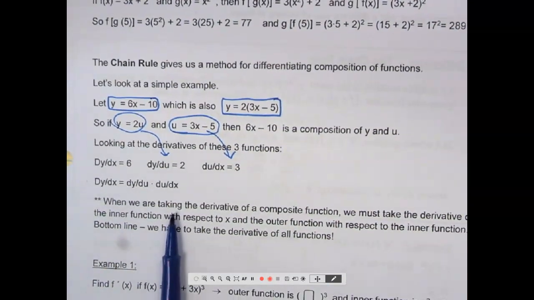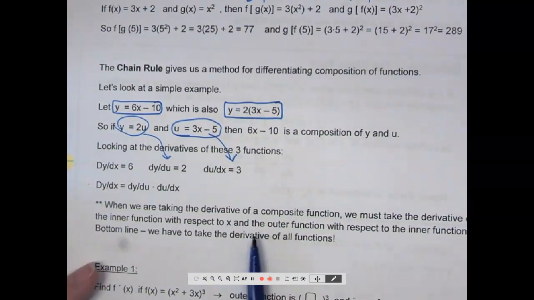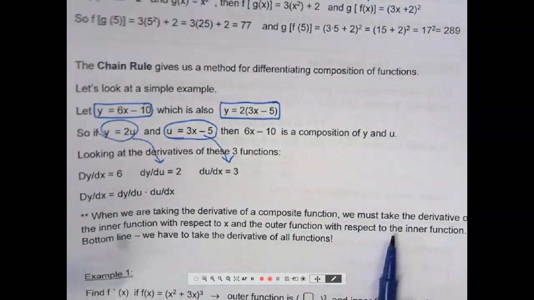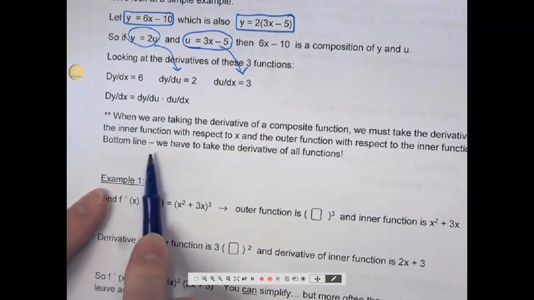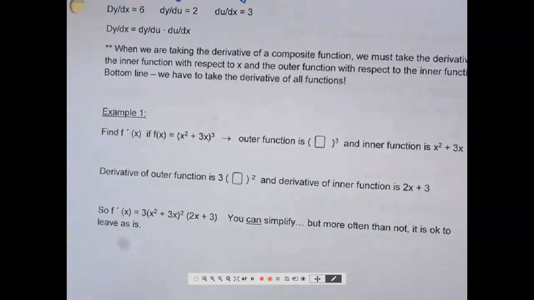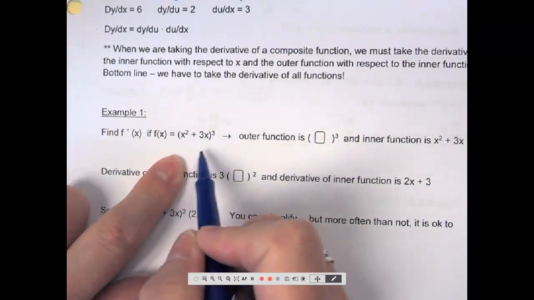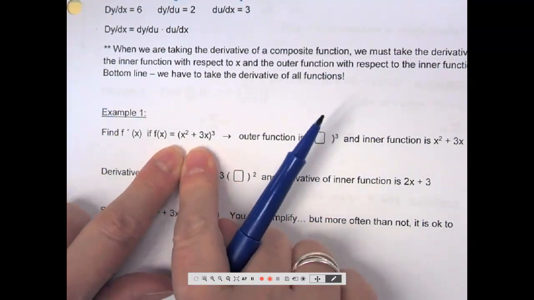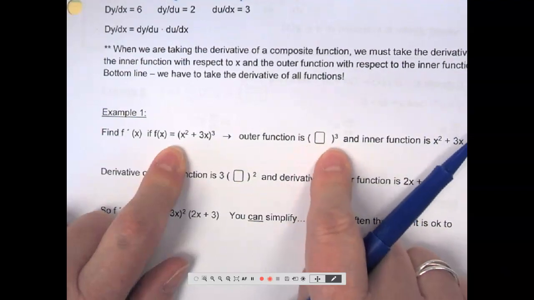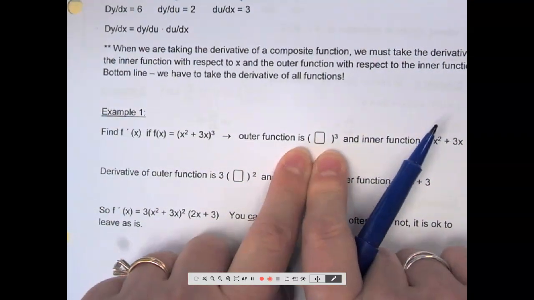Okay, so when we're taking the derivative of a composite function, we must take the derivative of the inner function with respect to x and the outer function with respect to the inner function. Bottom line, we take the derivative of all functions. All right, so let's look at example 1. I want to find the derivative of this function here. If I think of this as something being cubed, how would I take the derivative of something being cubed?